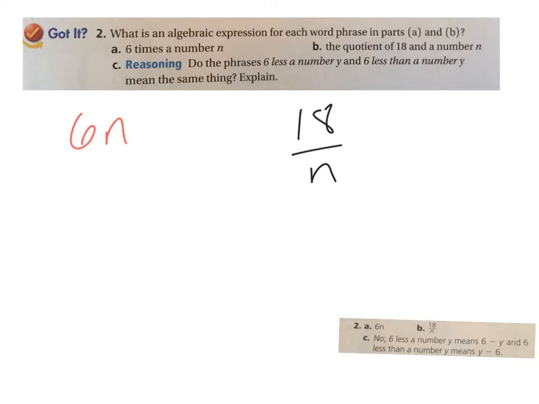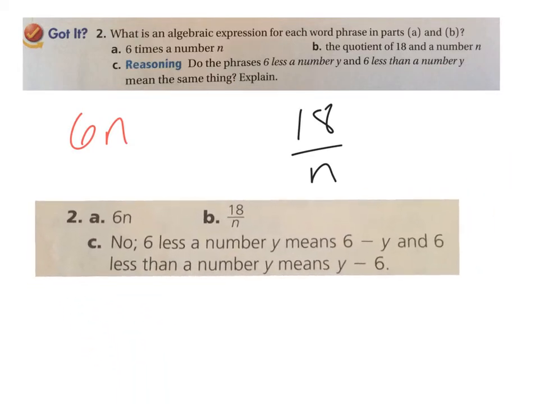And then C, do the phrases 6 less than a number y and 6 less a number y mean the same thing? Kind of let that out, didn't I, earlier in the last one there? No, not at all. In fact, that's written out here very nicely for you in my answer piece. 6 less a number y means 6 minus y. 6 less than a number y, notice that, less than a number y means y minus 6. Really, really, really important distinction. Don't want to mess that up like I almost did.